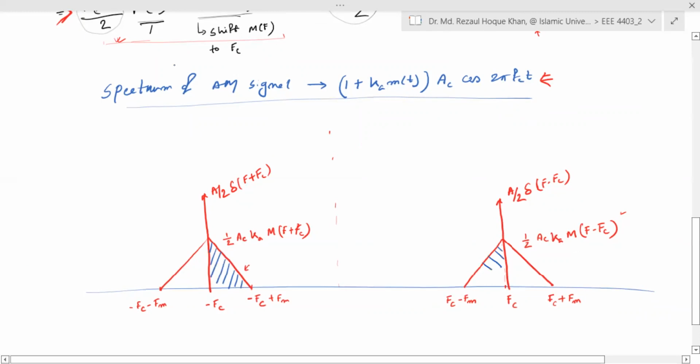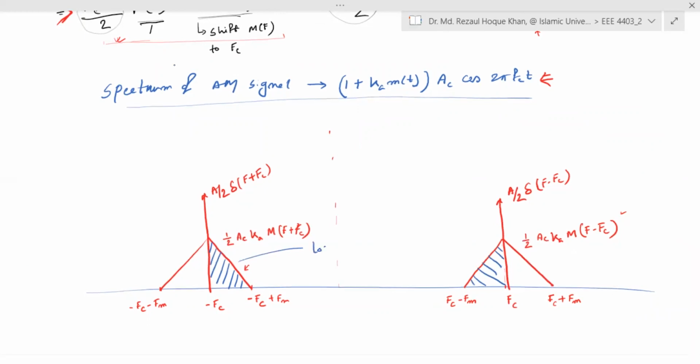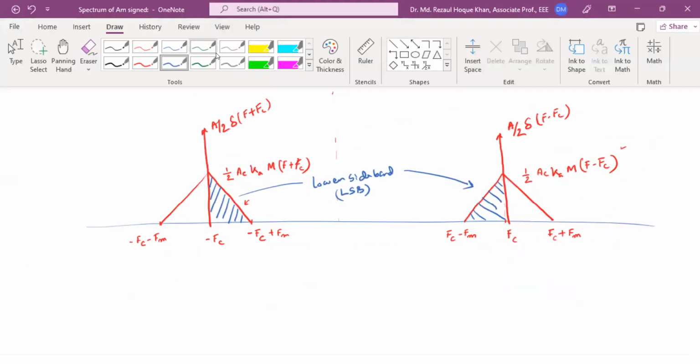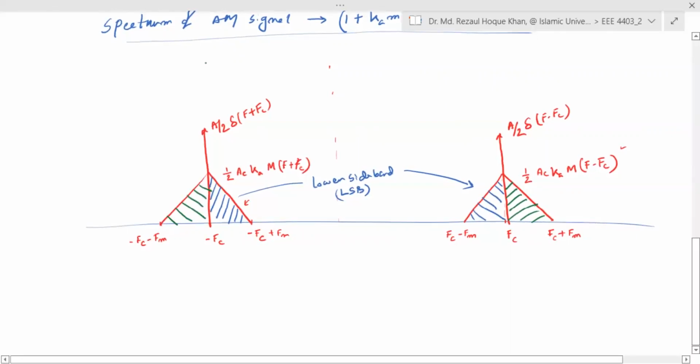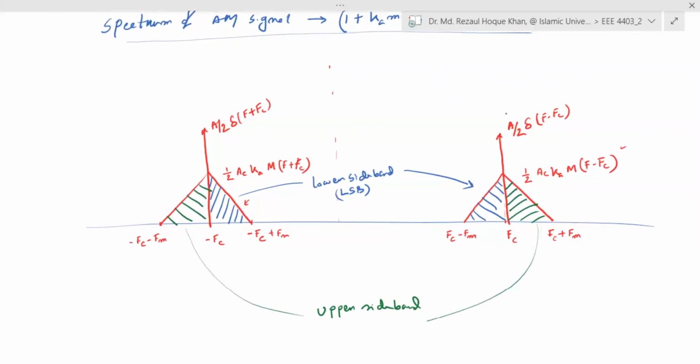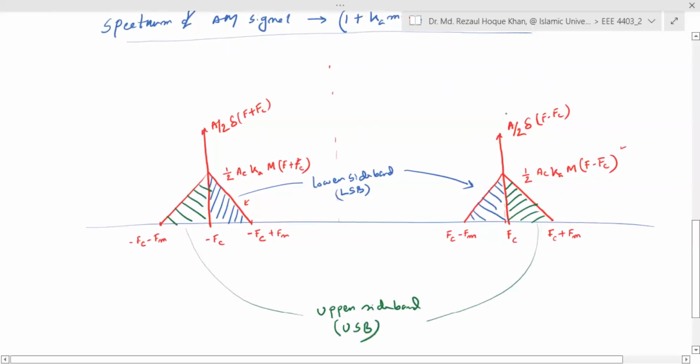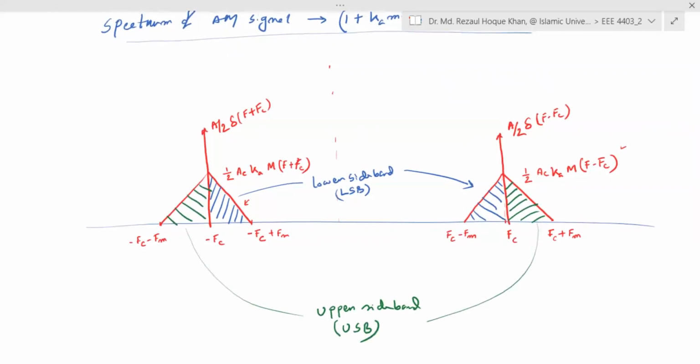Like this portion is called the lower sideband, or LSB. These two components, this portion and the other portion, this one, this one, these are called the upper sideband. Upper sideband.